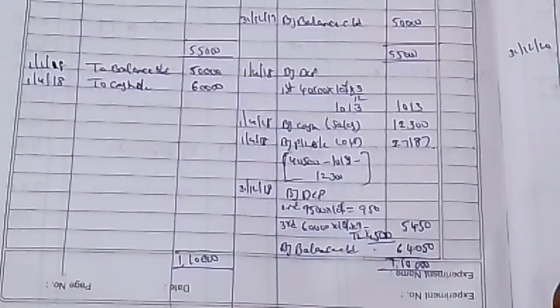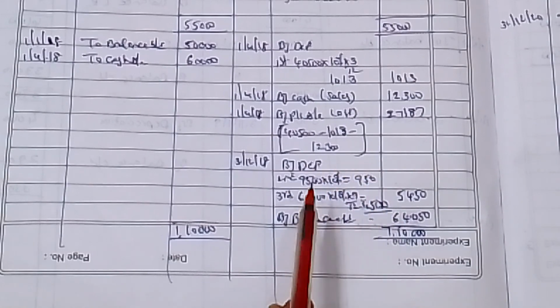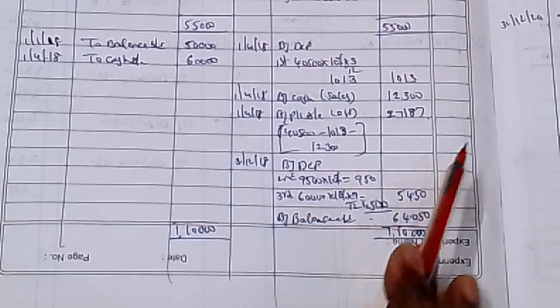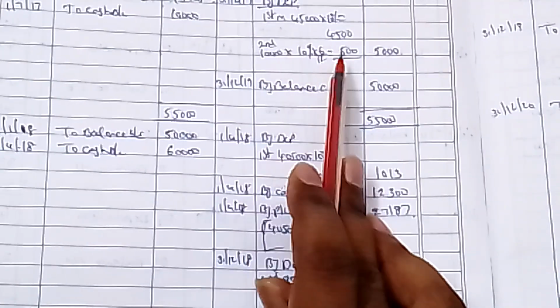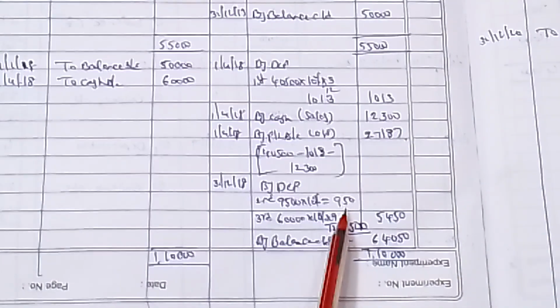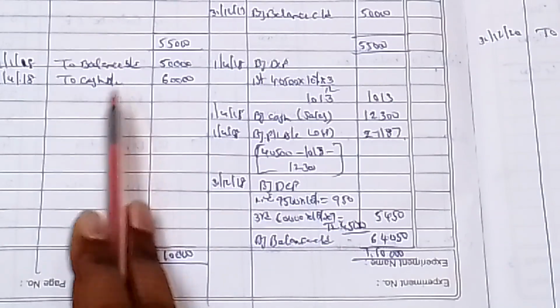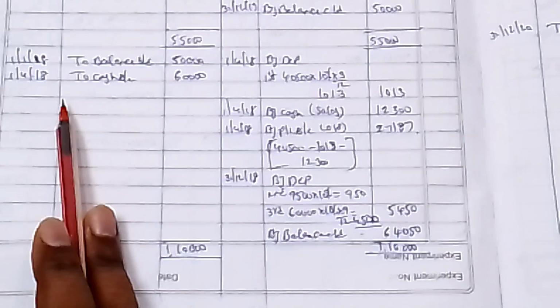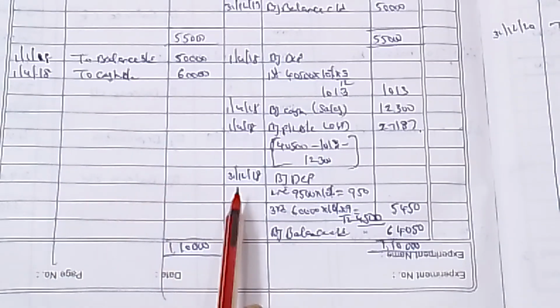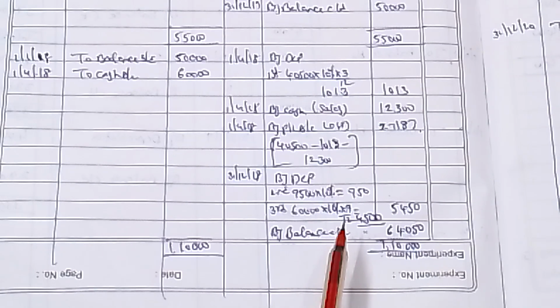31st December 2018, by depreciation. Your first machinery is sold. Second machinery value is 10,000 minus 500, 9,500. 9,500 into 10%, 950. Okay. Next, third machinery, 60,000 purchased on 1st April. So April to December means 9 months. 60,000 into 10%, 6,000. 6,000 into 9 by 12, 4,500.